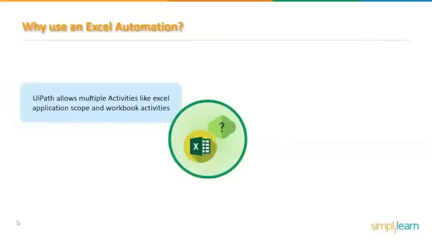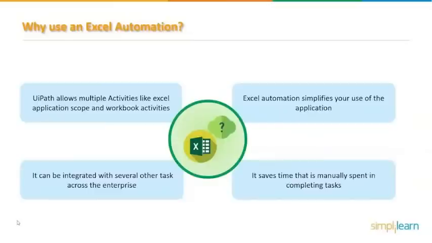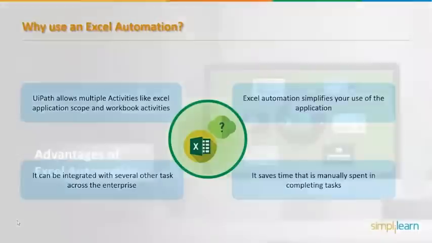UiPath allows you to automate Excel in various ways such as Excel application scope activities and workbook activities. Excel automation simplifies your application by performing tasks such as formatting cells, updating values, and running macros automatically. Excel tasks in an automated process can also be integrated with several other functions across the enterprise using an RPA solution. The benefit of Excel automation in general is that it can save people many hours spent manually completing tasks.